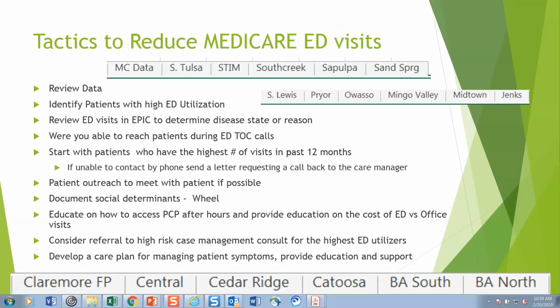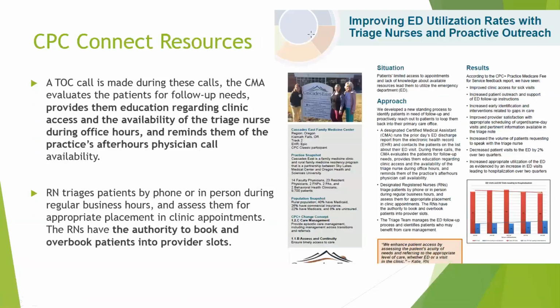Okay, so we're back on the screen. We kind of reviewed that data. We're going to click into your clinic site and get more information on our patients.